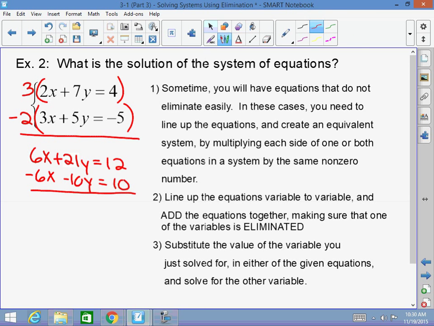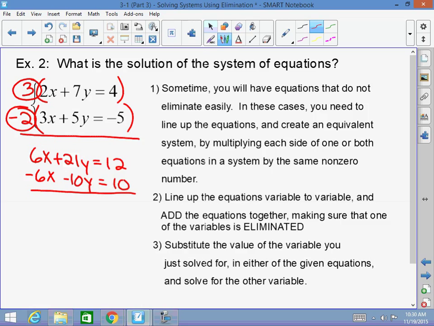So now we're going to go ahead and multiply the two equations. The question was, can you put the negatives on the top or bottom? Could I have made this a negative 3 and this a positive 2? Sure. That's where the choices come in.